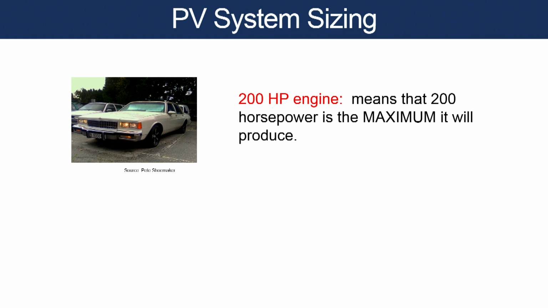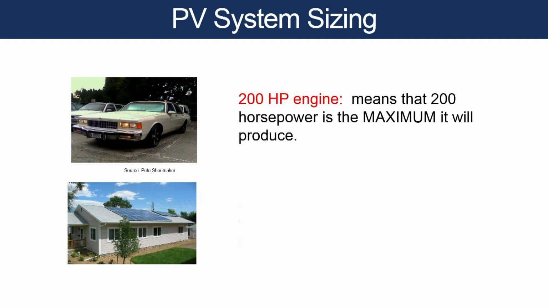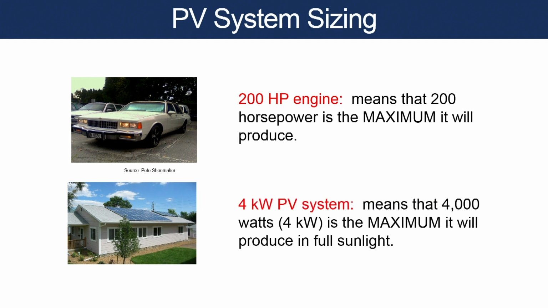So the system size means that it'll produce a certain amount, and that amount then you can extrapolate. Like an engine is measured in maximum power. A 4 kilowatt PV system, this is very small for home, means that under a certain benchmark of full sunlight, and I'll talk about what that benchmark is in a minute, it will produce 4 kilowatts of energy at that moment. And if that lasts for an hour, then it will produce 4 kilowatt hours of energy.